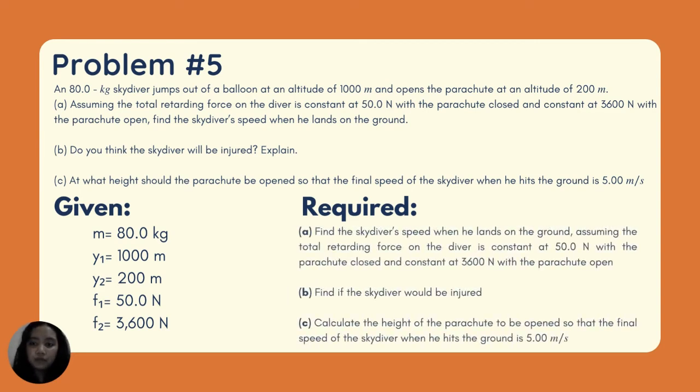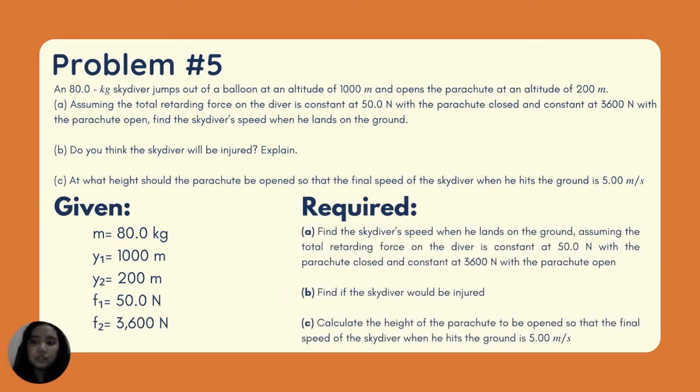Now that we have our given, we must identify what is required for this problem, and that is for part A, to find the skydiver's speed when he lands on the ground, assuming the total retarding force on the diver is constant at 50 newtons with the parachute closed and constant at 3,600 newtons with the parachute open. Part B, find if the skydiver would be injured. And lastly, calculate the height of the parachute to be opened so that the final speed of the skydiver when he hits the ground is 5 meters per second.